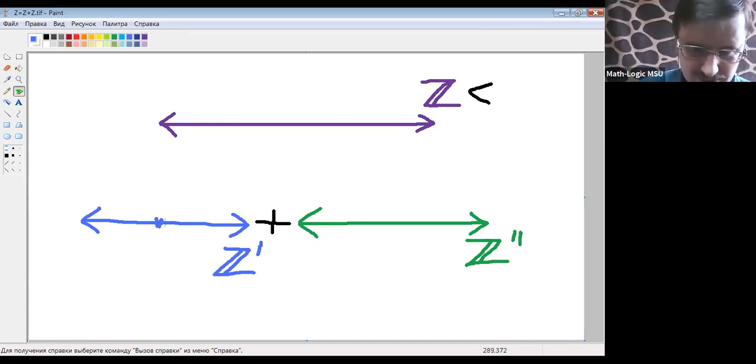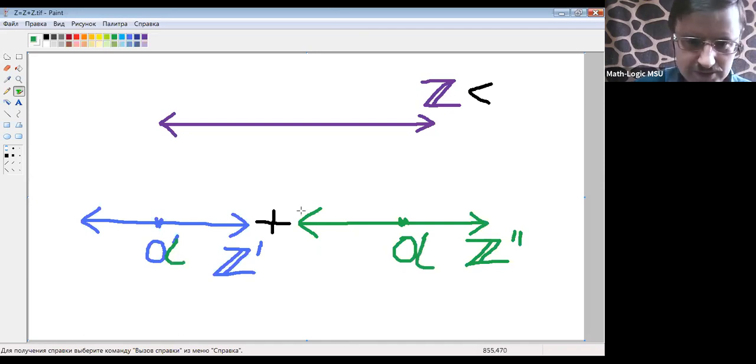We also need some statement like: any isomorphism preserves this property, that between two elements there are finitely many elements, or between two elements there are infinitely many. So this property is preserved. So we can say the following. We take this element here and this element here, which corresponds to 0. But in fact, we can take any element here and any element here.